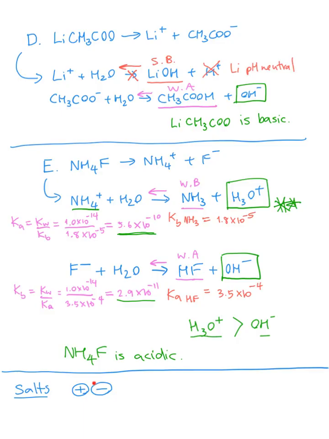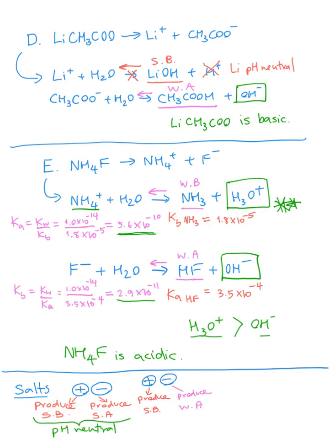In order to determine the acidity and basicity of the salt, you will need to look at how the cation reacts with water and how the anion reacts with water. When both the cation and anion react with water and produce a strong acid and strong base, then this salt will be classified as a neutral pH salt.